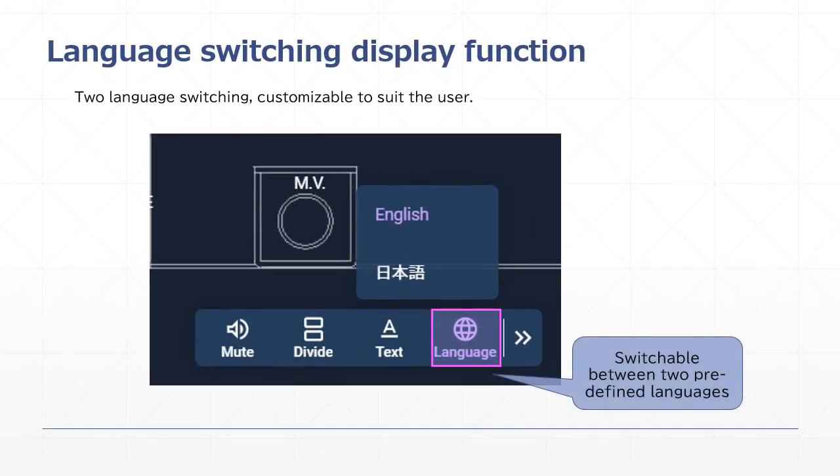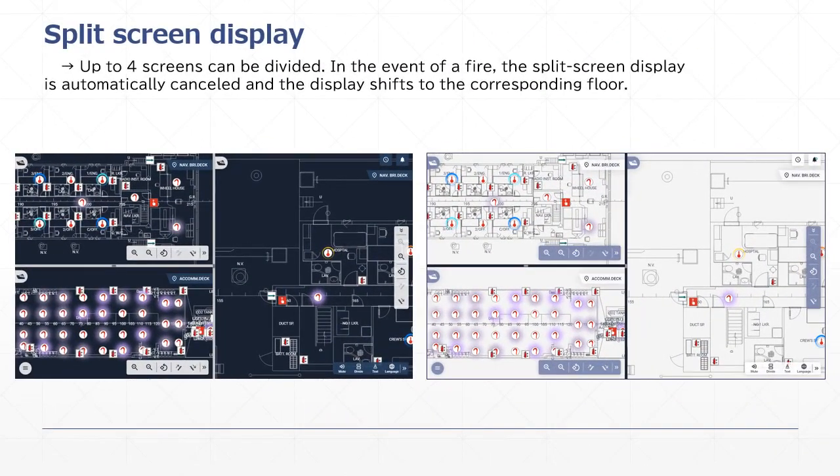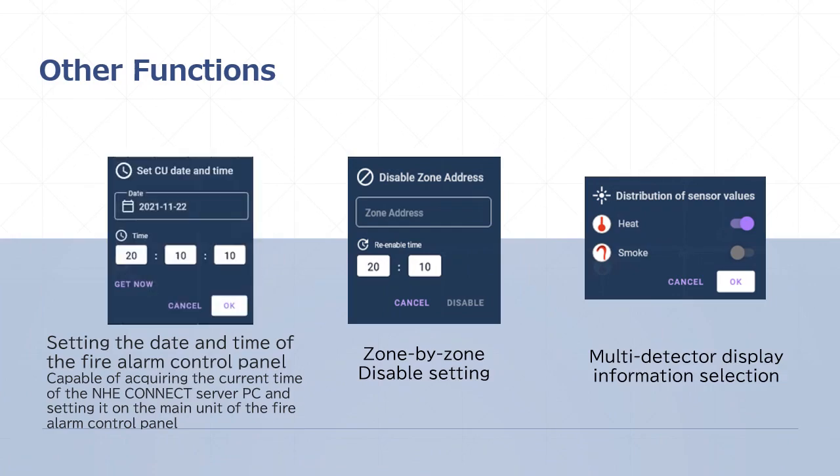Furthermore, various functions are provided, such as switching display languages between two set in advance, screen split function up to 4 screens, setting the date and time of the fire detector control panel, the function of disabling by zone, and the function of turning on and off the graphic display of heat detectors and smoke detectors.